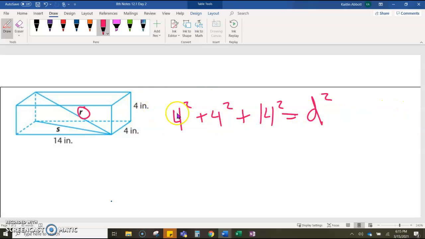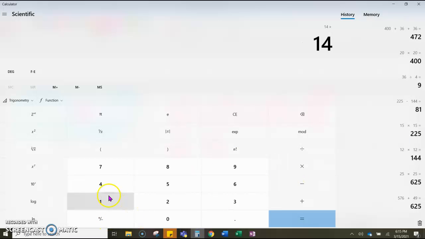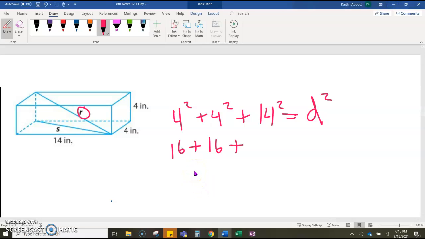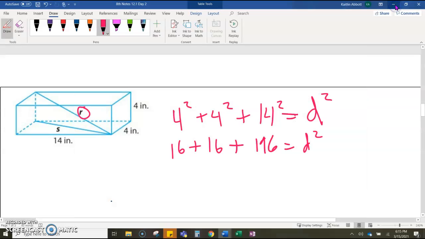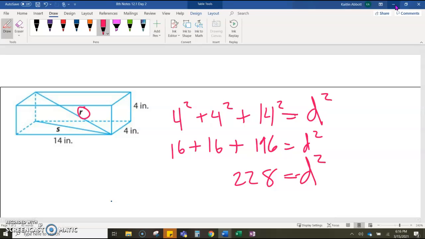So let's solve these. 4 times 4 is 16. 4 times 4 is 16. I don't know what 14 times 14 is, so let's do 14 times 14 equals 196. So plus 196 equals D squared. Let's add all these together. So I got 196 plus 16 plus 16 equals 228. 228 equals D squared. And let's get rid of that squared by doing the square root on both sides.